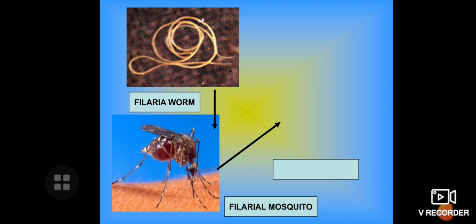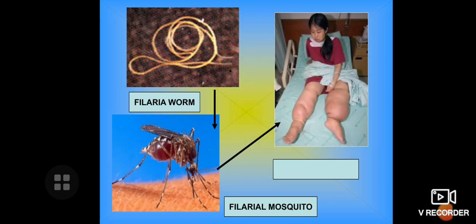As malaria is carried by the mosquito, in the same way the filarial worm is inside the filarial mosquito, and when this mosquito bites a person, this is the filaria disease, and this is the infected patient.